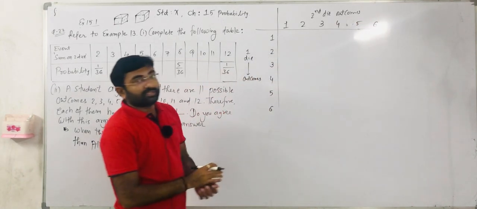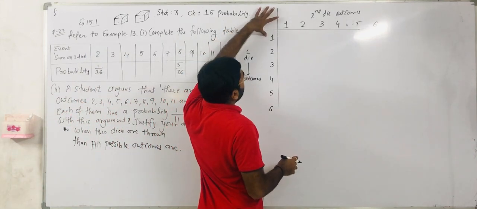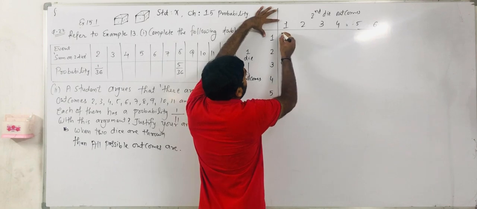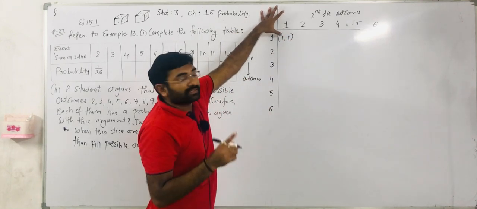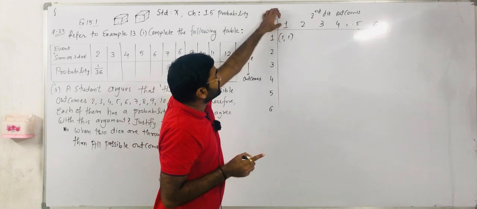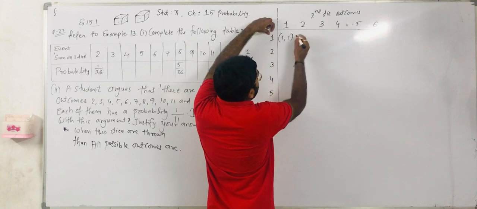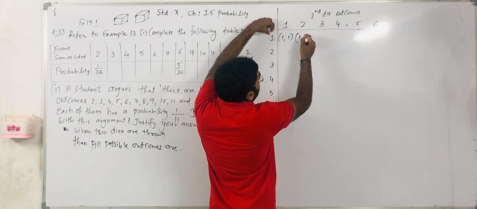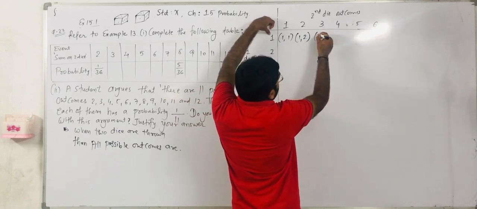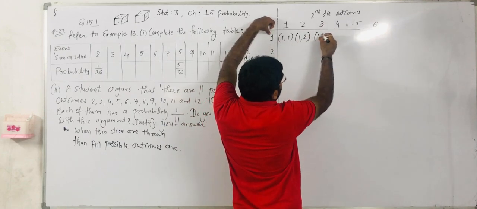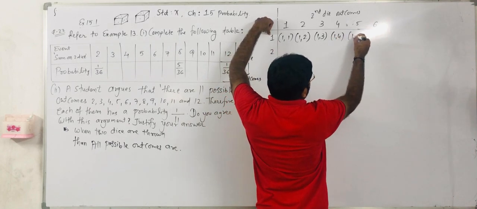Now, which are the possible outcomes? Whenever in the first die you get 1, and in the second die also you get 1, then we can say that outcome is possible: 1, 1. The first number represents the first die outcome, and the second number represents the second die outcome. Another possible outcome is, in the first die you get 1, but in the second die you get 2. Then 1 and 3. That way we have to write all possible outcomes.